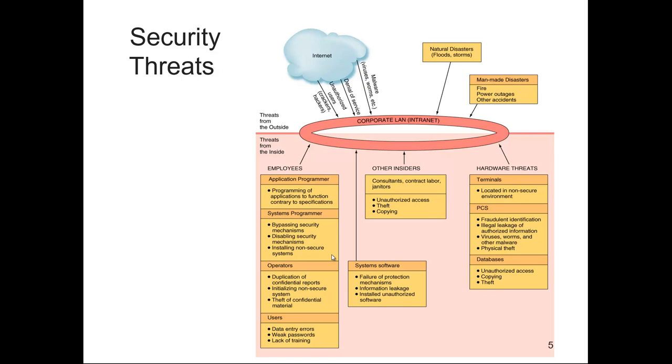The corporate LAN can face threats from outside the organization or from the inside. The external threats can be identified as the internet. The internet is considered a threat because it includes viruses, malware, worms, spyware, and other similar threats. In addition, denial of service, and we'll talk about denial of service later in other lectures in detail. And then the unauthorized users and the hackers.